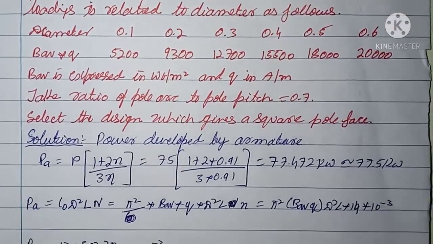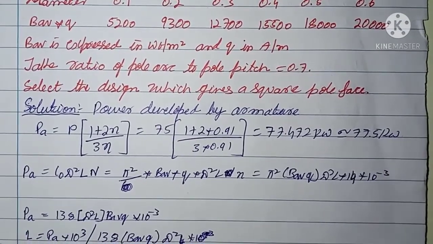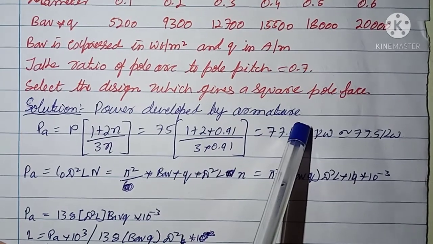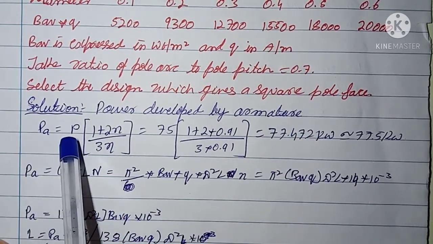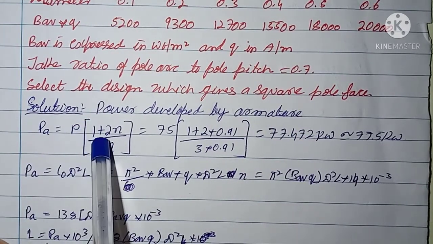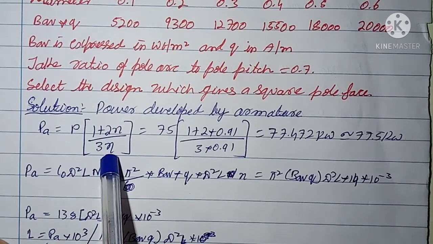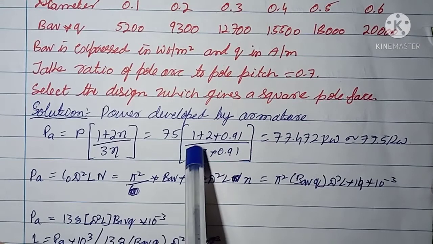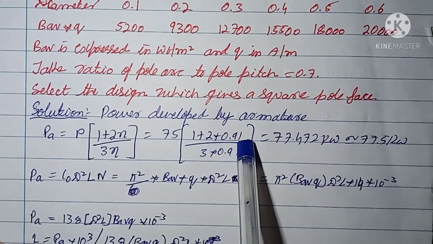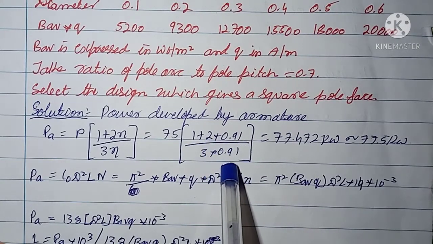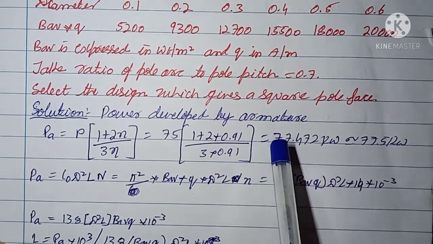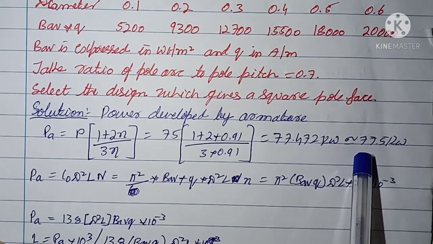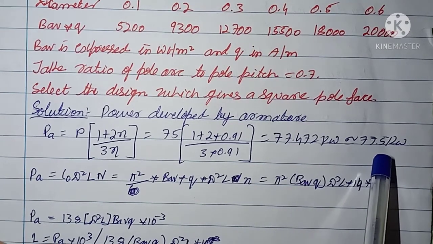Right, so this is the solution we have. Power developed by armature PA is P into 1 plus 2 eta divided by 3 eta, where eta is the efficiency. So it is 75 into 1 plus 2 into 0.91 divided by 3 into 0.91, which is 77.472 kilowatt, approximated to 77.5 kilowatt.